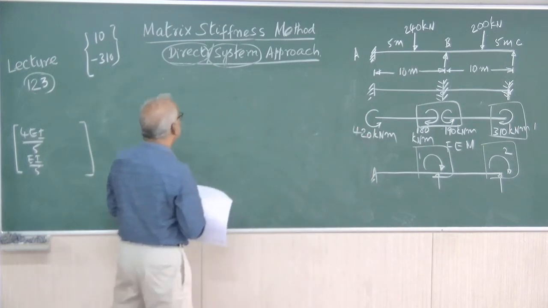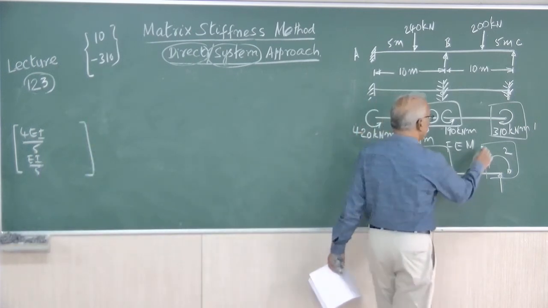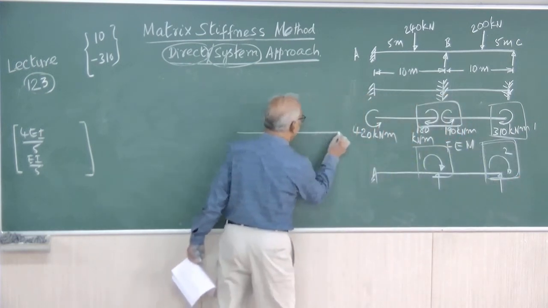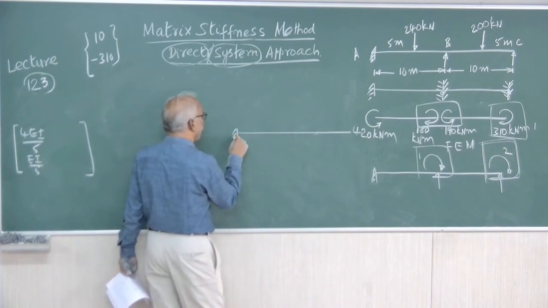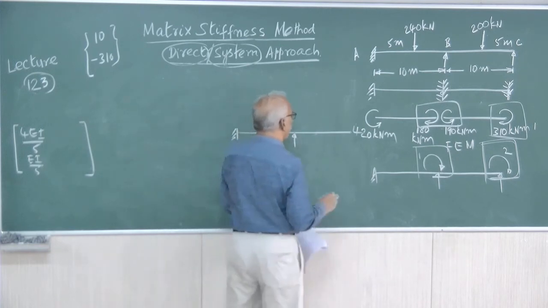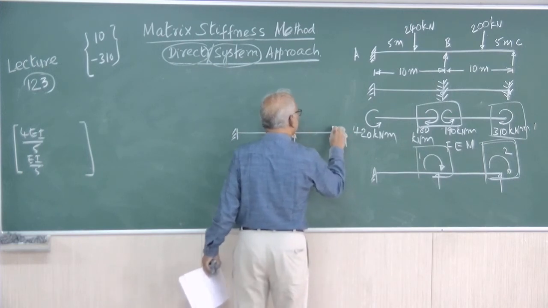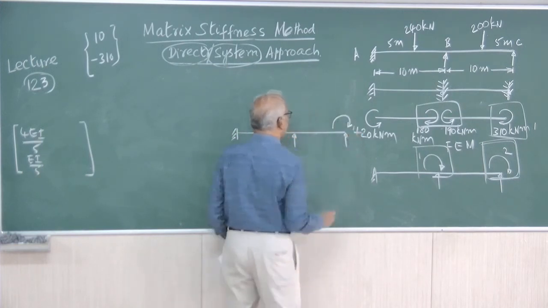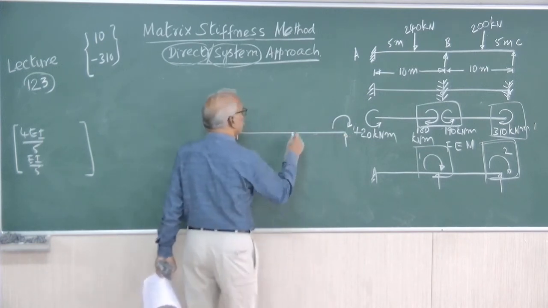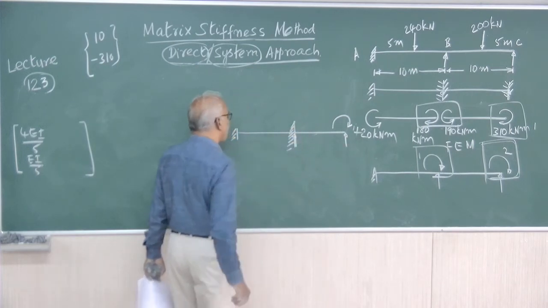Right. Now we have to get the second column. For getting the second column, we have to apply unit displacement along coordinate 2 only. So this is the beam, the given beam. Right. So we have to apply, this is coordinate 2. And when we apply displacement along coordinate 2, we have to arrest coordinate 1. You know, only one displacement is applied at a time.